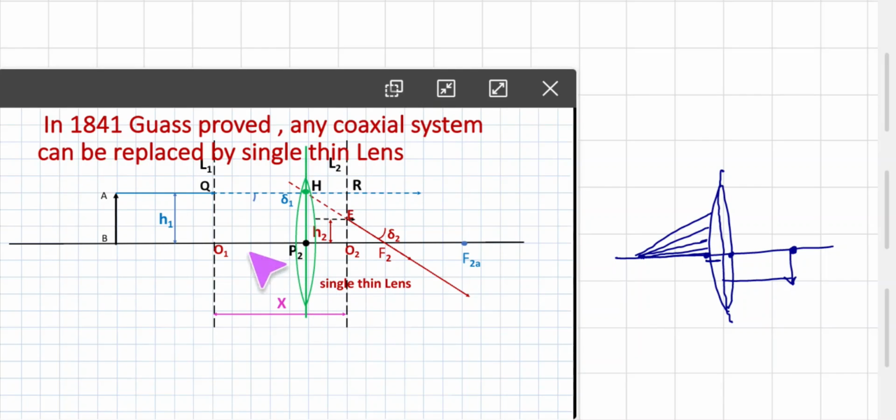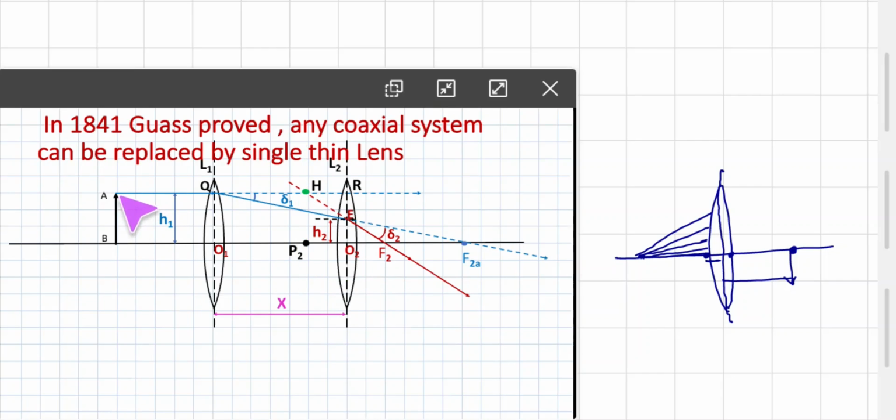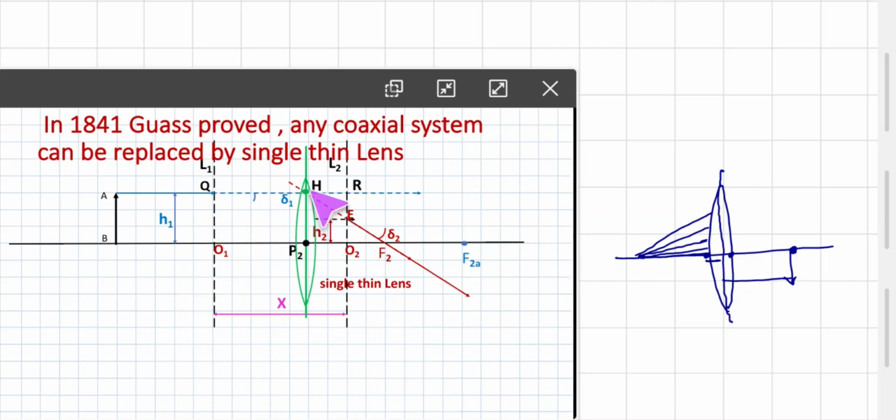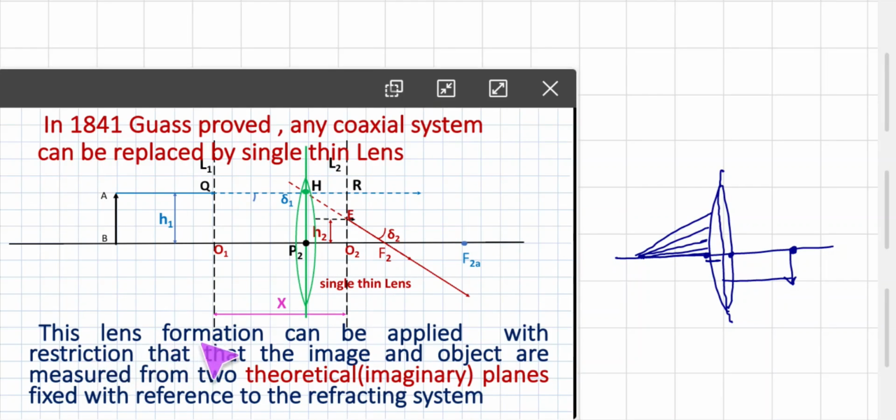So here you see, we already saw this thing. Whenever the first ray is refracted and the second refraction takes place, we extended the line in the backward direction, and the ray QR and this ray intersect at this point, and the plane drawn through that particular point is called a principal plane. That is why the lens is placed along HP2. So this lens formation can be applied.